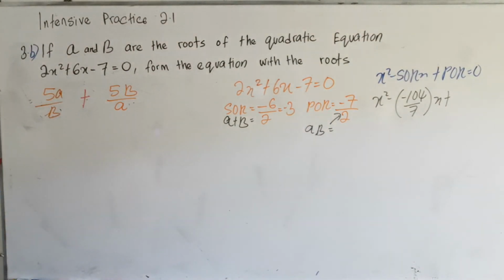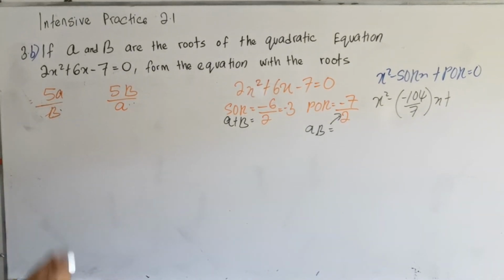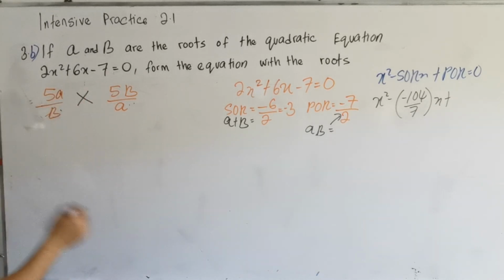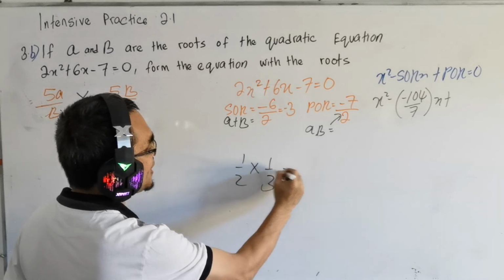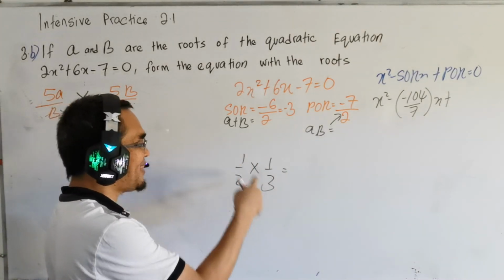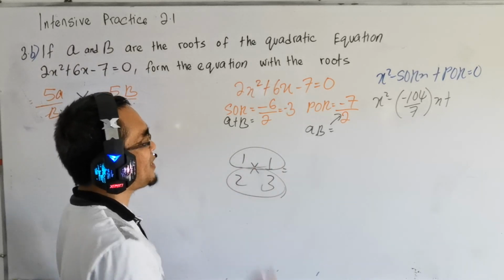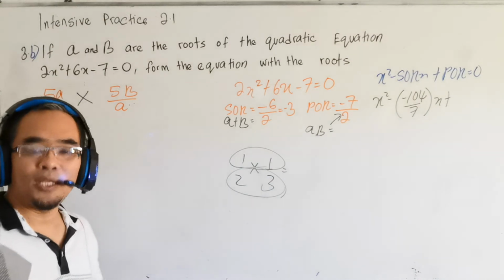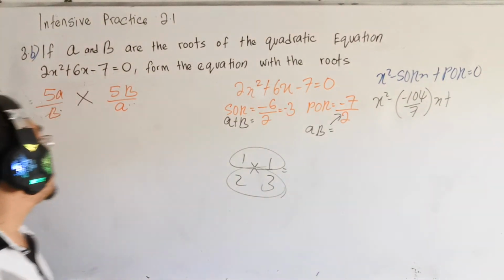So we change from addition to multiplication to multiply here. So how to multiply? If let's say you have 1 over 2 times 1 over 3, many students will say 1 times 3, 2 times 1. Actually no, this is 1 times 1, 2 times 3. Just multiply denominator with denominator, numerator with numerator.